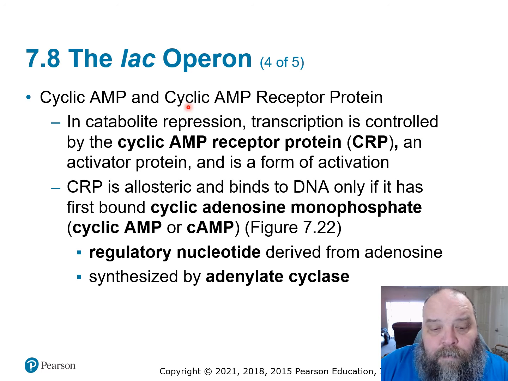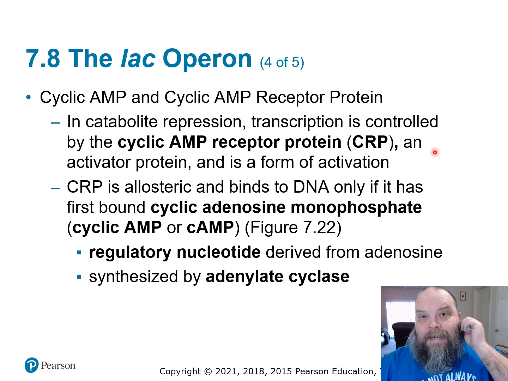This catabolite repression is going to be utilizing the protein known as CRP, cyclic AMP receptor protein. CRP is a cytoplasmic protein. It's not going to be embedded in the membrane.